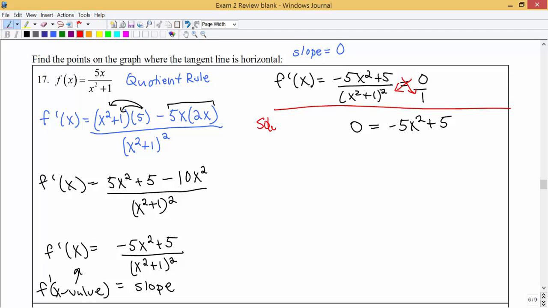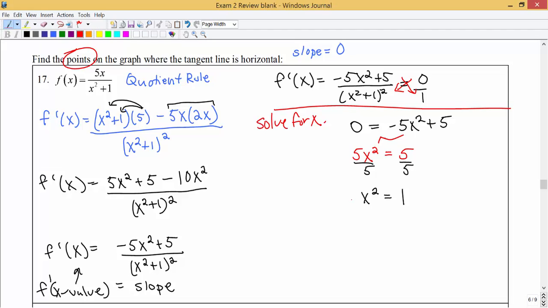Now we're going to solve for x. We're looking for the point on the graph. We don't know the point, so that's what we're looking for. So we're going to solve this equation. I'm going to bring the 5x squared to the other side. When we change sides, it changes signs. I'm going to divide both sides by 5. So I get x squared equals 1.